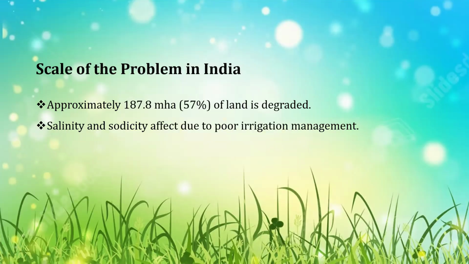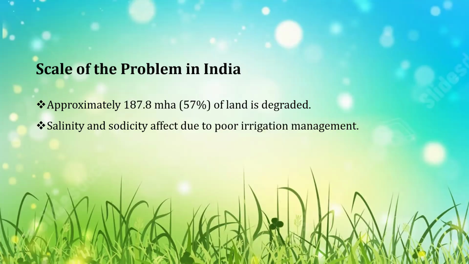And next is the scale of the problem in India. This point highlights the alarming extent of land degradation in India, specifically focusing on the total area of affected land and the specific impact of salt-related soil issues. The magnitude of land degradation, the first point, notes that approximately 187.8 million hectares of land in India is degraded. This represents 57% of India's total geographical area, meaning more than half of the country's land has lost its productive capacity to some degree.